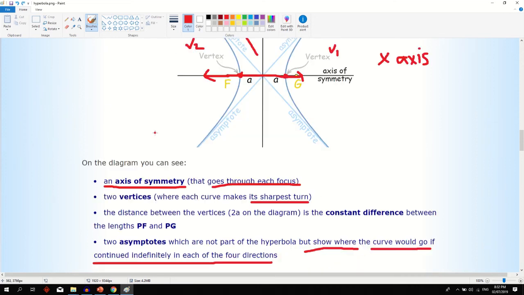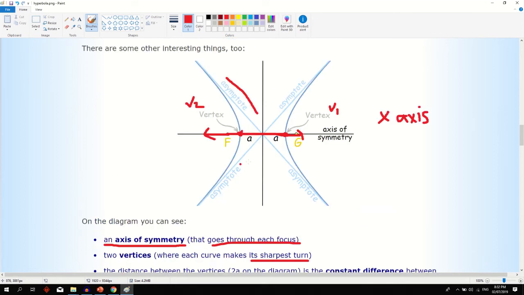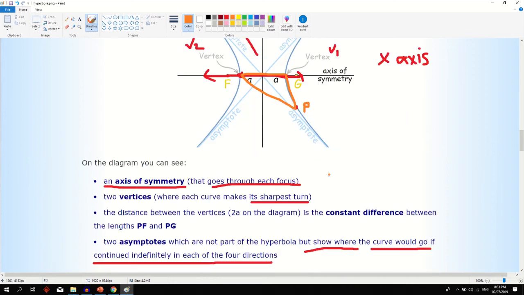Never mind that. Then the distance between the vertices, 2a on the diagram, is the constant difference between P and F. So if there's a point here, the difference between the distances, if we subtract these two lines, will equal this one, 2a.